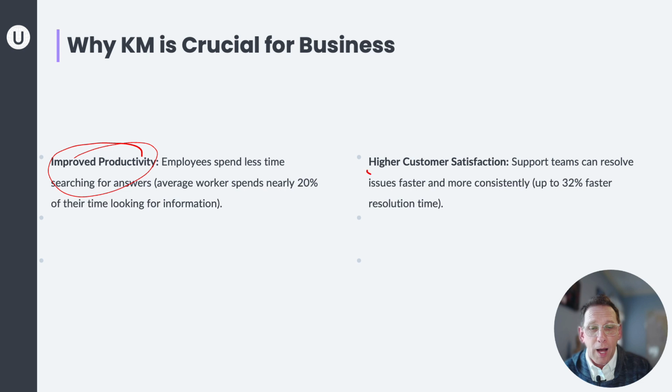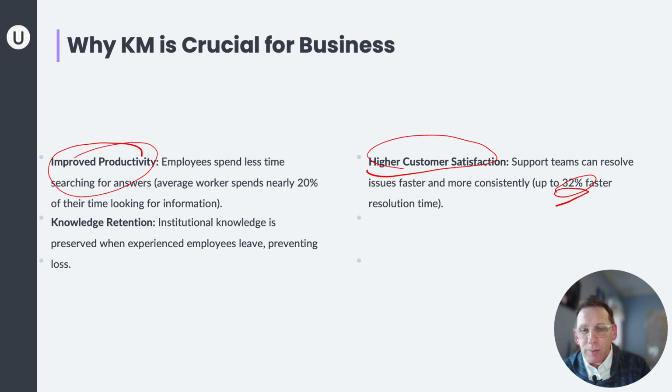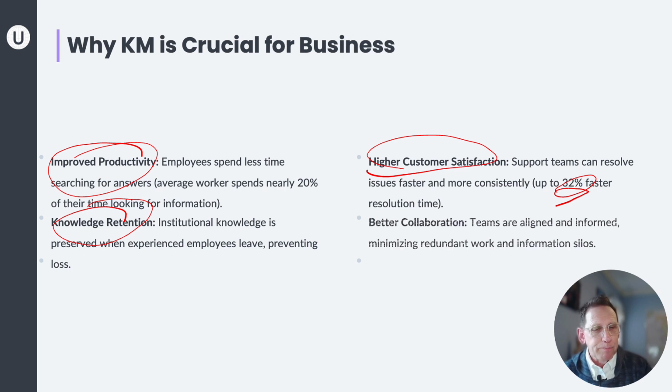It also leads to higher customer satisfaction because support teams can resolve issues faster and more consistently because that information is more readily available. In fact, studies have shown that those resolutions are up to 32 times faster because you have this knowledge management in place. Knowledge retention. This institutional knowledge is preserved. Even when experienced employees leave, it prevents loss.